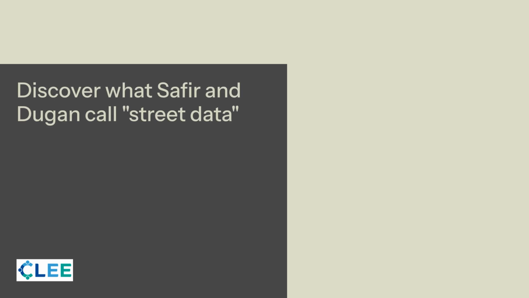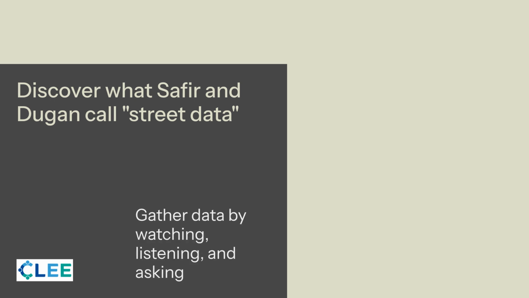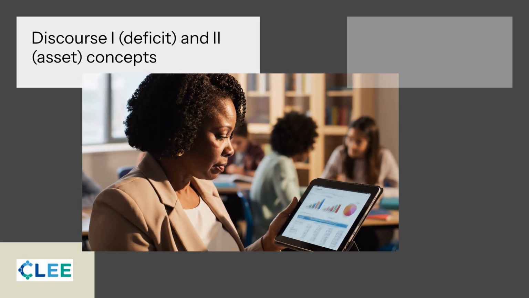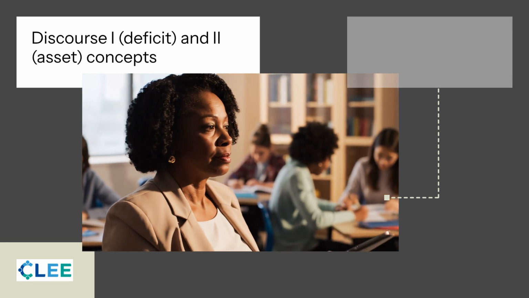You'll discover what Safir and Dugan call street data, the qualitative, observational, and experiential data that lives closest to students. The kind of data you gather by watching, listening, and asking rather than just measuring and sorting. Remember Discourse 1 and Discourse 2 from Module 1? Those concepts come alive in how we approach data.